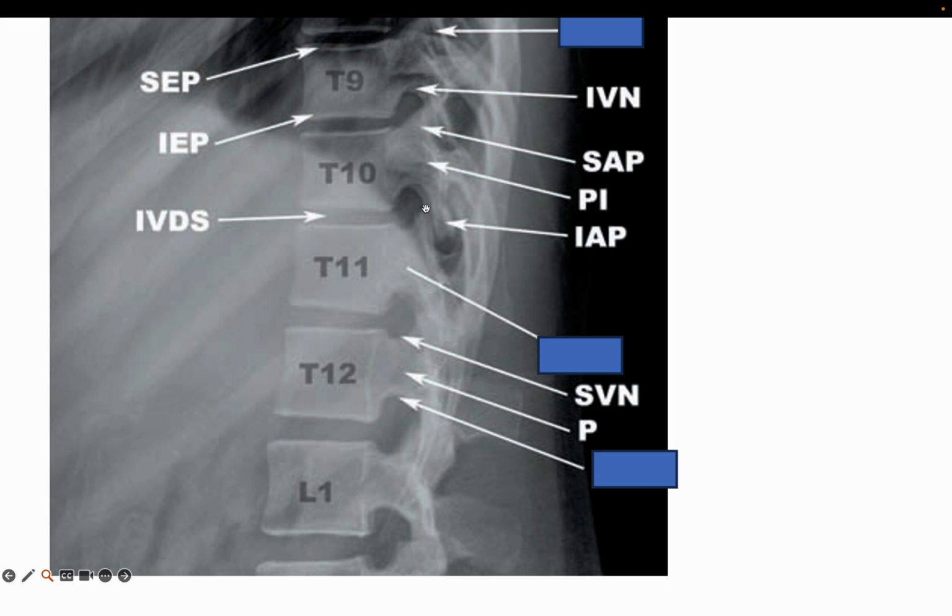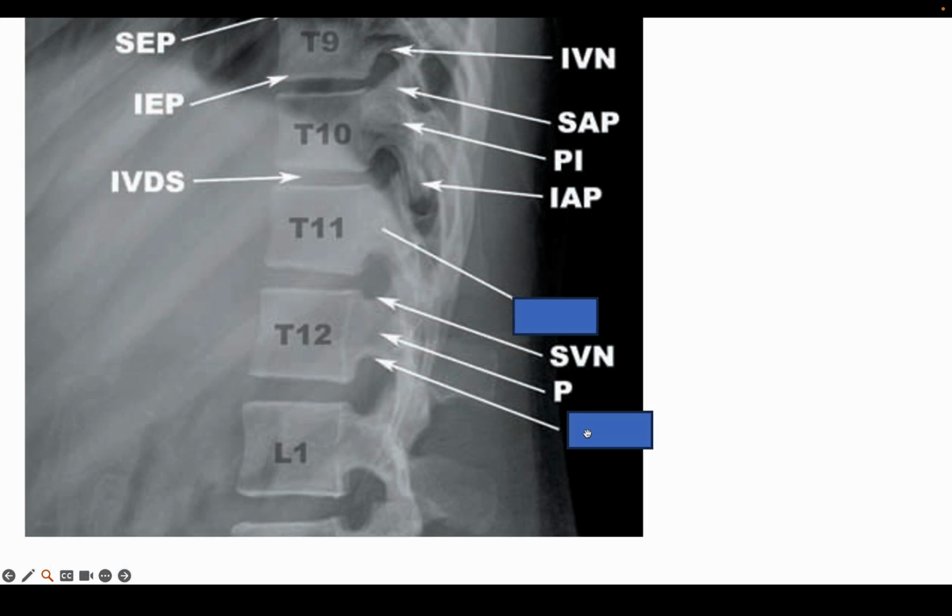So here we can more clearly see this facet joint over here. So this structure between the vertebral body and the facet joints would be the pedicle. Okay, and what is this last structure hidden over here? Yeah, so this is the inferior vertebral notch of the pedicle. So this is the neural foramen through which the nerve root will pass.